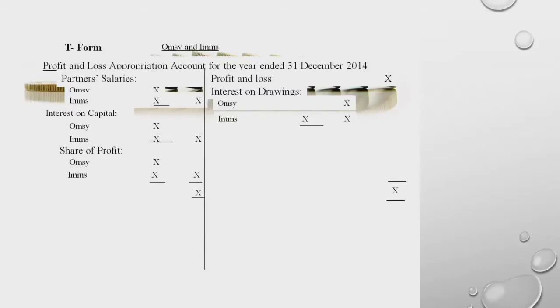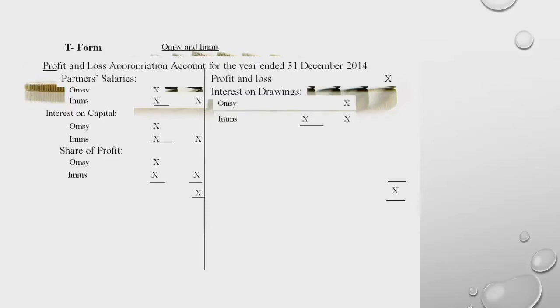You can already see OMC and IMS. The profit and loss appropriation account for the year ended. Partner salary. Partners are generating a salary, right? That is an income to them. That's why it's on the debit side. Interest on capital. The partners are getting interest based on what they have invested in the company. It is income for them. That's why it's recorded on the debit side.